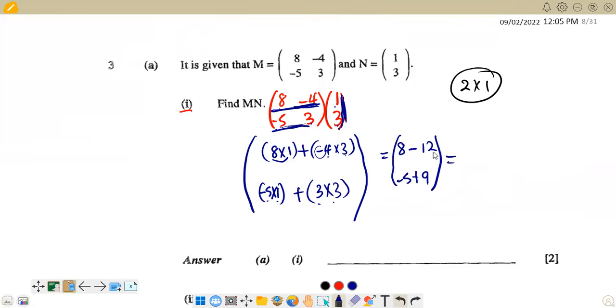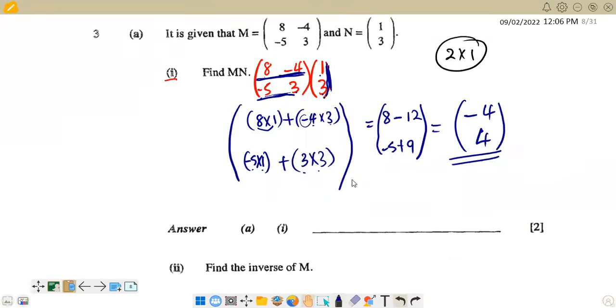Then we can combine everything. 8 minus 12, that is -4. -5 plus 9, this is 4. That's going to be a positive 4 here. And also try to use your calculator. Paper 3 is an advantage because you are using calculators, unlike paper 1 where you are not having calculators. So you can just take that as an advantage.